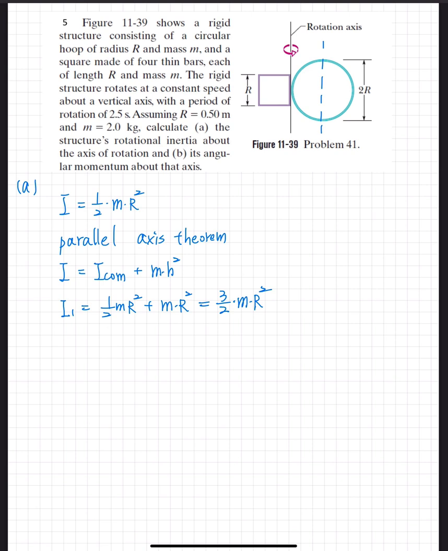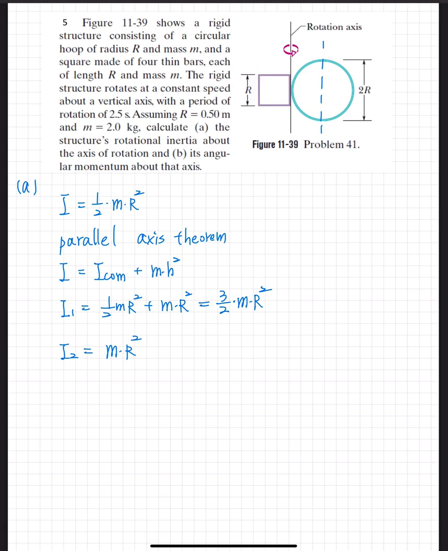And then we look at the square. The square is made of 4 thin bars, and we first look at this bar. Its rotational inertia is 0 because it doesn't have a radius. And then we look at this bar. We can see this bar as a point mass. So we can get the rotational inertia is equal to mass times radius squared.